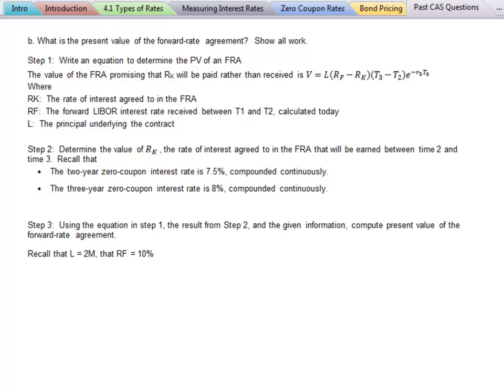In Part B, we're asked, what is the present value of the FRA? Step 1. Write an equation to determine the present value of the FRA. The value of the FRA promising that R sub K will be paid rather than received is V equals L times (R sub F minus R sub K) times (T sub 3 minus T sub 2) times e to the negative R sub 3 T sub 3, where R sub K is the rate of interest agreed to in the FRA, R sub F is the forward LIBOR interest rate received between T1 and T2, calculated today, and L is the principal underlying the contract.